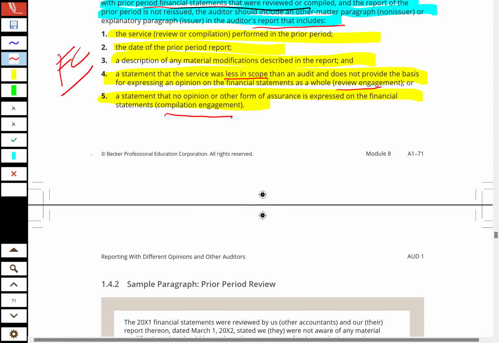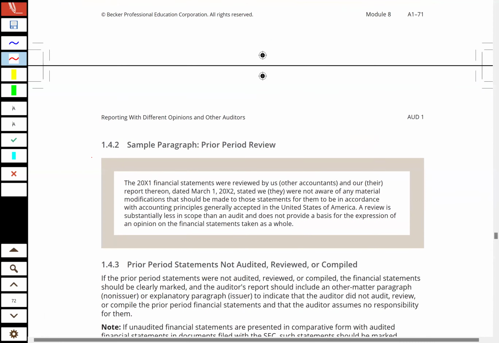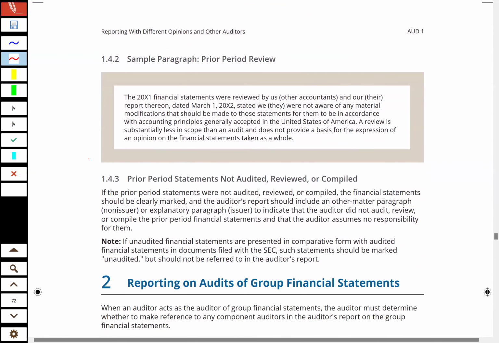Okay, now you come over and let's take a look. And if the prior statements are not audited, reviewed, or compiled, so now we have what? 2024 is audited. I'll just put an A there. And 2023, nothing was done.